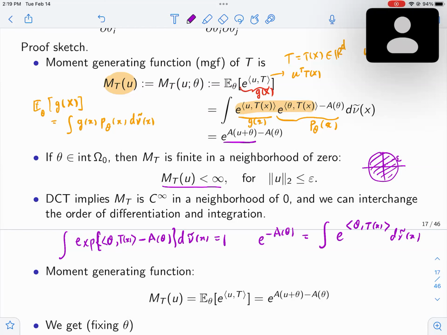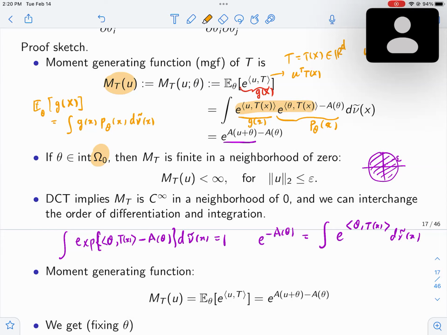Good, exactly. So by the definition of the interior, if theta is in the interior, there is a little ball around theta such that it's completely inside omega naught, so completely inside the set of parameters for which A is finite. So u plus theta would be in that ball if u is in a neighborhood of 0 of sufficiently small radius. So then it's going to be finite. It's exactly the definition of what the interior is and what this omega naught means. Omega naught means all the parameters for which A is finite. Interior means there's a ball completely inside, and so that's that.